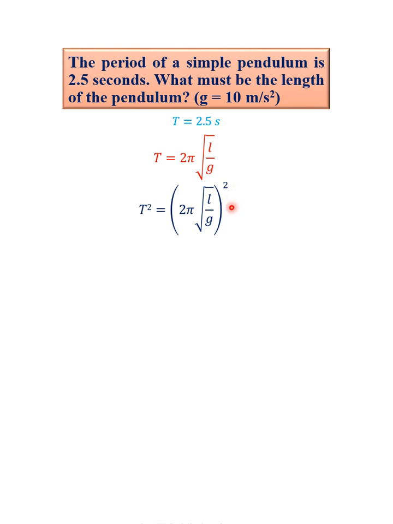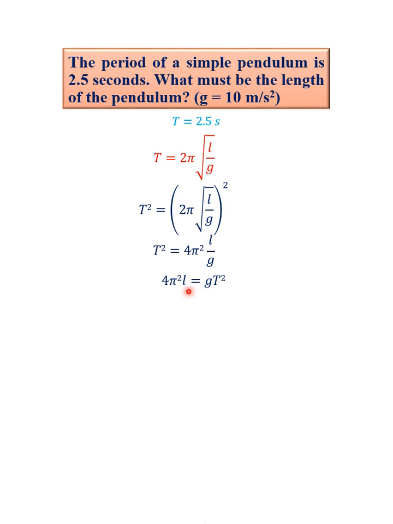From here, we can say that T squared is equal to 2 squared, which gives us 4, π raised to power 2 gives us π squared. Then the square root here, we cancel out the square and we'll be left with L over g. To obtain L, we are going to cross multiply, and if we do that, 4π squared L will be equal to g times T squared. That is gT squared.